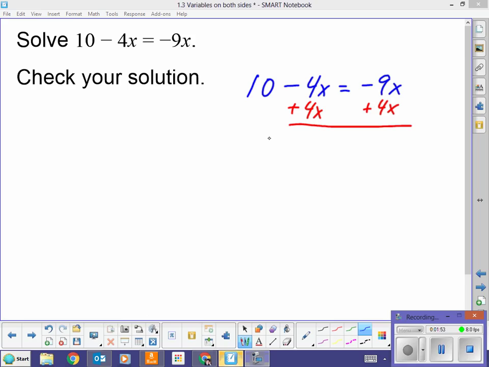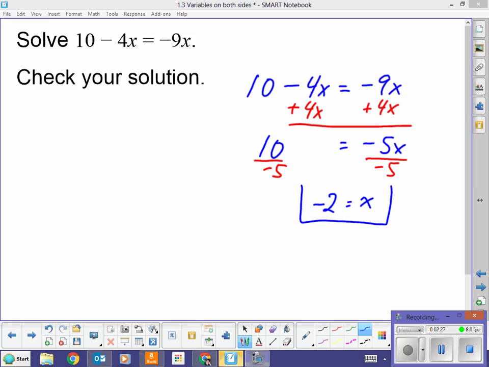So that leaves me 10 equals negative 9 plus 4, negative 5x. Okay, so I've got my constants on one side, I've got my variables on the other, and I've simplified them, and now I am going to just get rid of the negative 5 times the x by dividing both sides by negative 5. And that leaves me 10 divided by negative 5 is negative 2. And of course, negative 5 divided by negative 5 is 1. 1 times x is x. And there's the solution to the first one.